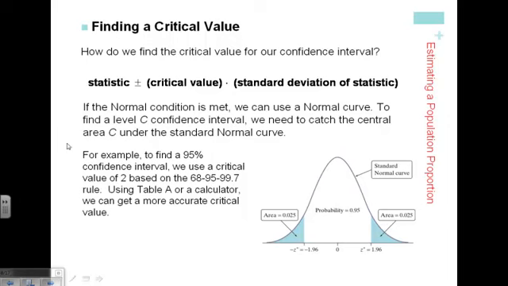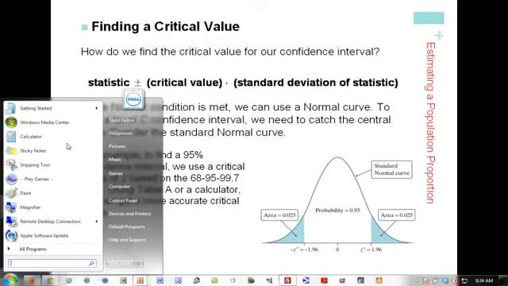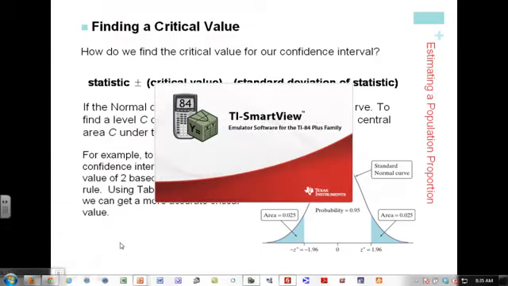Okay. So, to find the 95% confidence interval, we use a critical value. They said 2, we use 1.96. Using table A or a calculator, we can get a more accurate critical value. A calculator? What's that? How do we use the calculator to do this? Go on the calculator app that Windows provides.